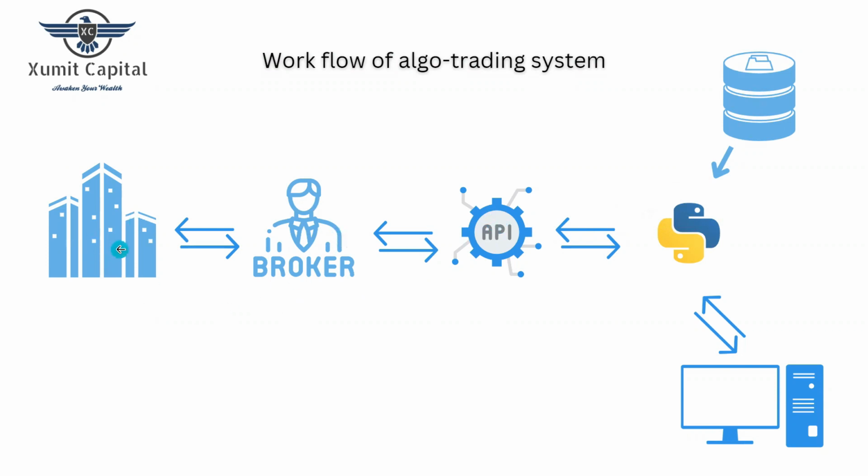So what happens in one typical workflow? This particular code will run at some specific time interval. Let's say we want to trade on a 30-minute chart. So every 30 minutes, this particular code will run again and again, collect data from this database, and check whether the condition has been satisfied or not. If the condition has been satisfied, then this particular algorithm will make a trade with the use of this particular API, which will pass on to the broker and which will pass on to the exchange. So this is a typical algo trading system workflow.